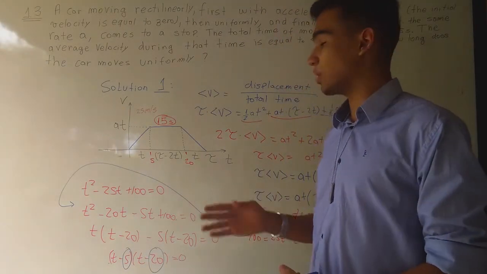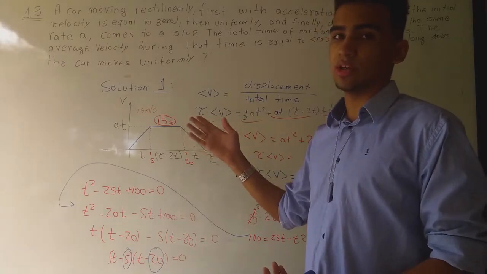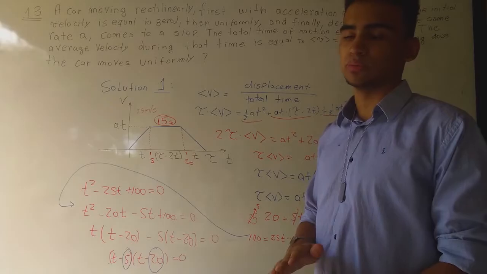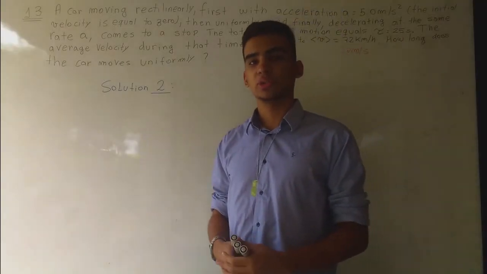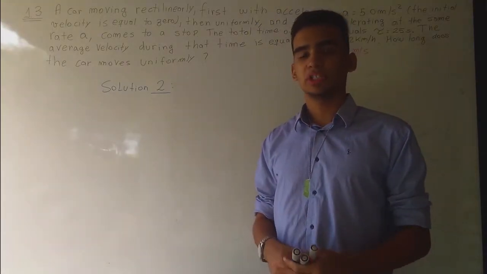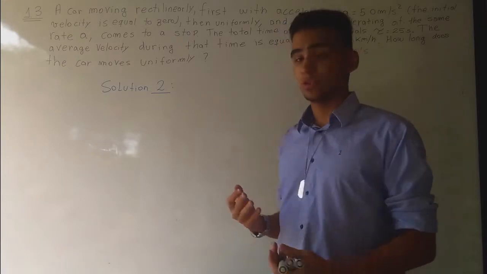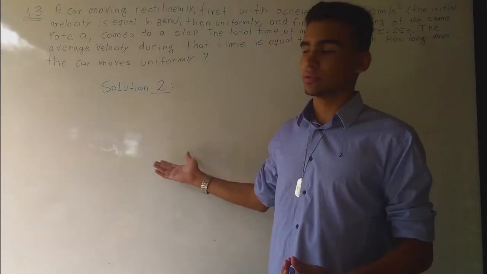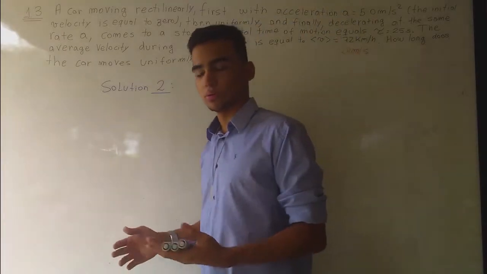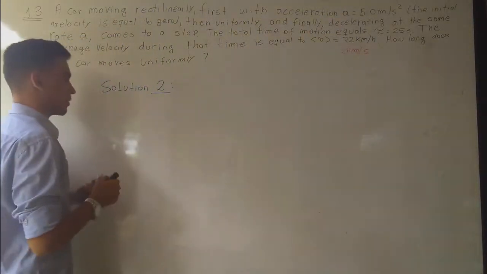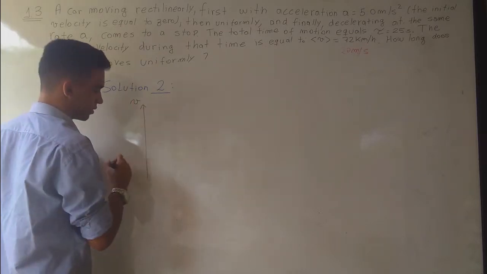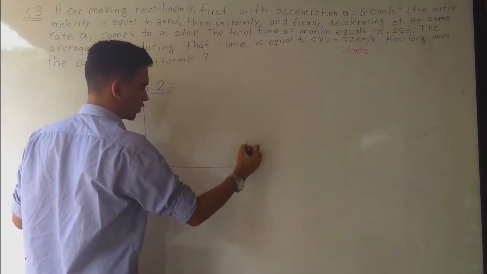We have our first solution. We can do it this way, and we can do it the other way that we will show you now. The second solution is just a more general way to solve this problem. We will have an expression instead of a value in the end. So let's sketch the graph again, v for t.